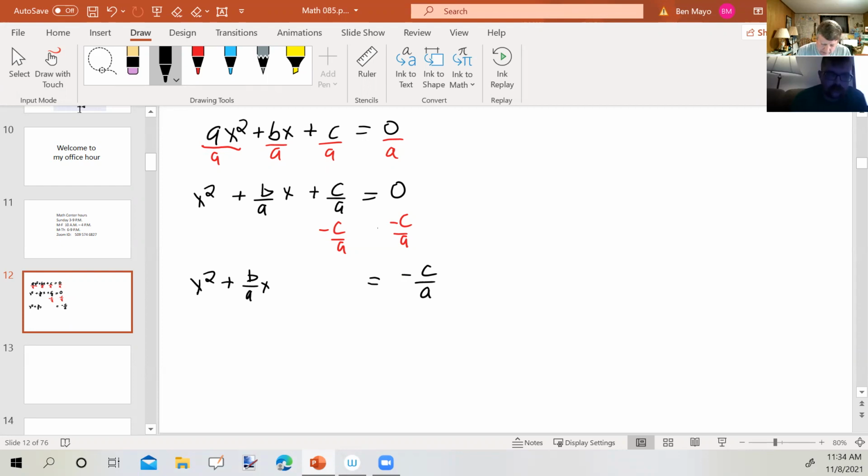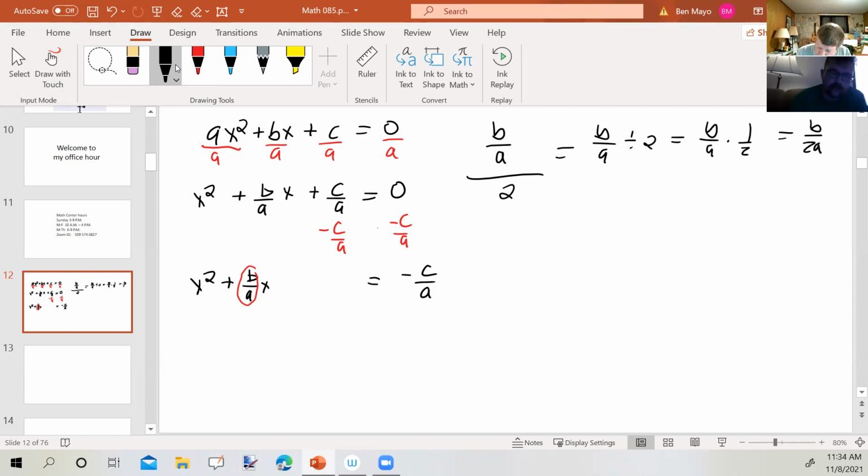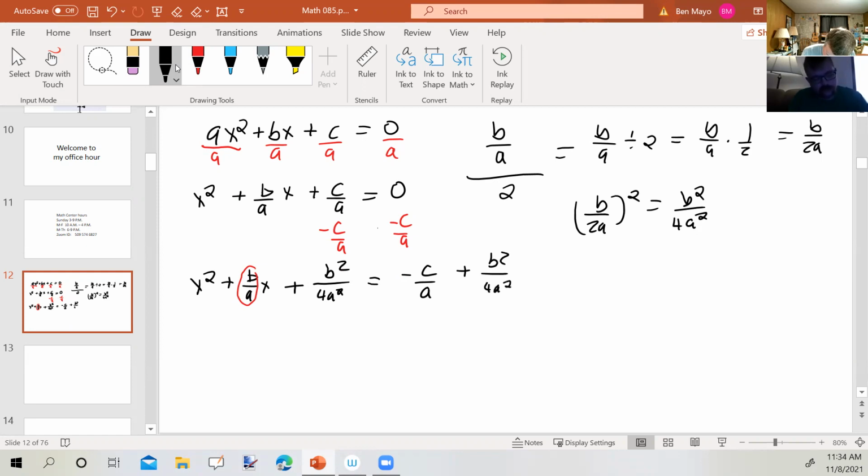Now, we're going to take the coefficient of x, which is b over a. We're going to divide it by 2, which is like b over a times the reciprocal, which is b over 2a. So we took the coefficient of x and divided by 2. Then we're going to square it, which is b squared over 2 squared, which is 4a squared. Okay, and we're going to add that to both sides of the equation.